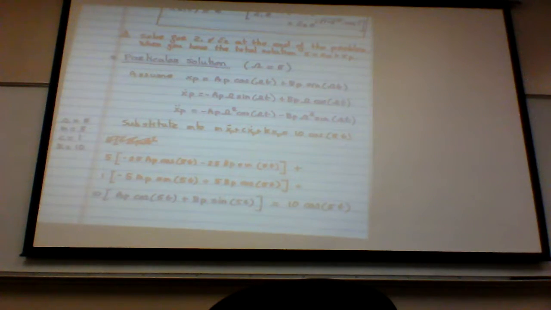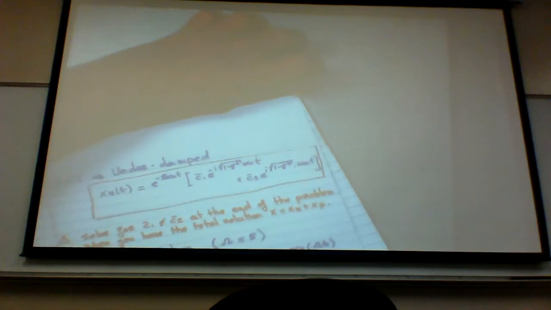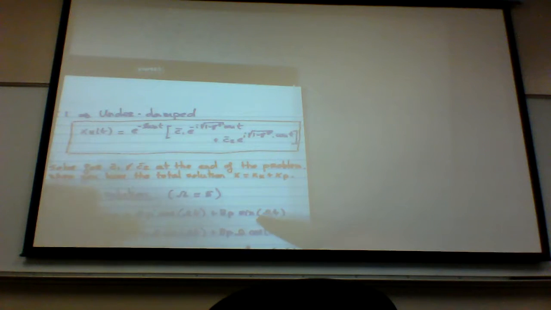Okay, what should be the next step? Set the coefficients equal to each other. Yes, but we first need to put together all the coefficients in front of the cosine, same thing for the sine, so that then we can equate the coefficients, no? So one more step. This is page 46. A lot of writing today.